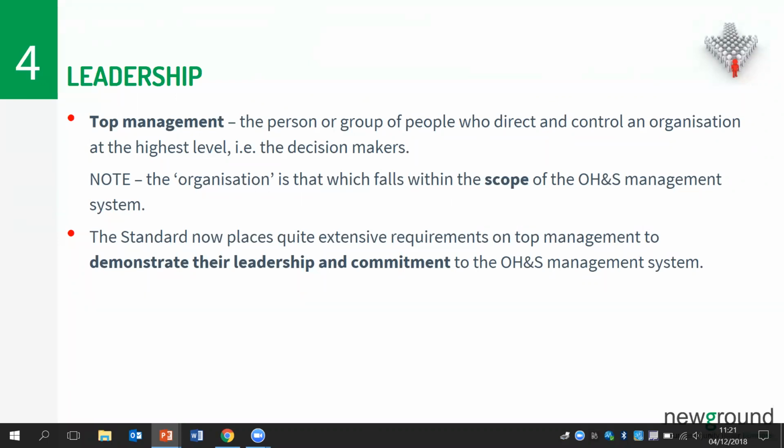So by that, I mean that if, for example, you are part of a group and it's only your part of the business that sits within the scope, it's the leadership of that business unit, not the leadership at a group level, which is considered to be the top management. It's the decision makers for the business that sits within the scope of the management system itself. So it's really important that you're clear about who the top management are, relevant to the scope of the system.